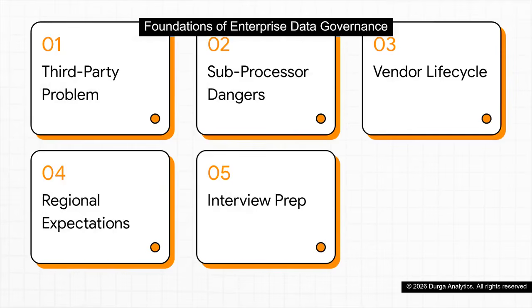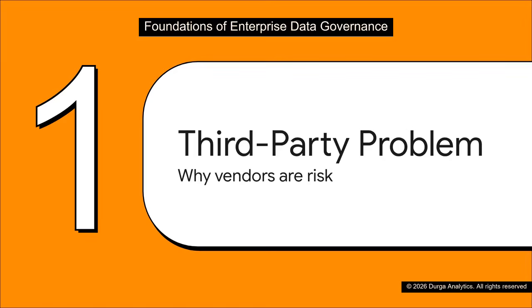All right, here's our roadmap for this explainer. First, we'll hit the third-party problem. Second, the hidden subprocessor dangers. Third, governing the vendor lifecycle. Fourth, regional governance expectations. And finally, interview prep and next steps. Okay, let's jump right into Section 1, the third-party problem.